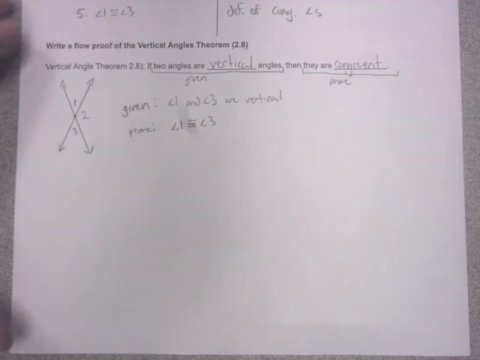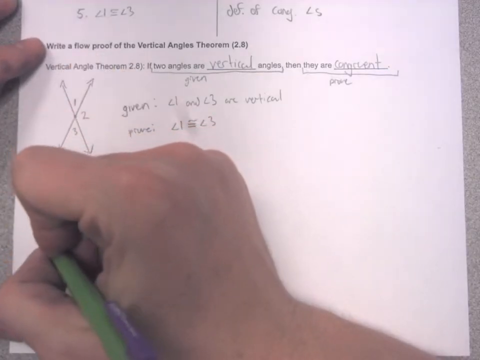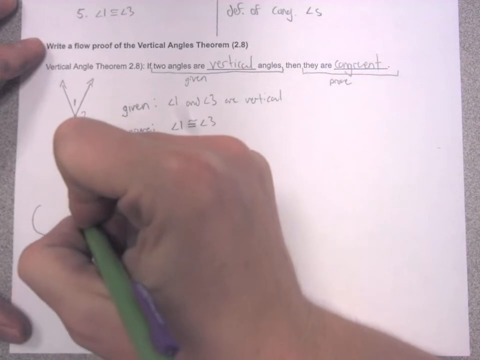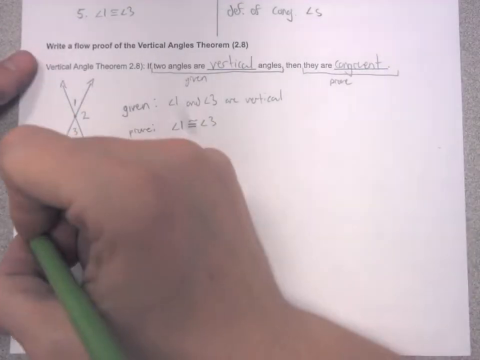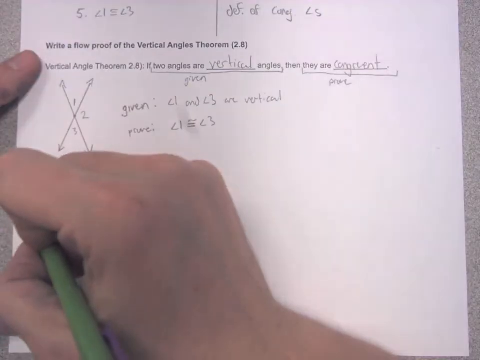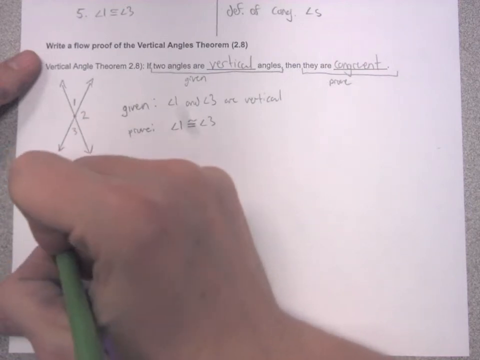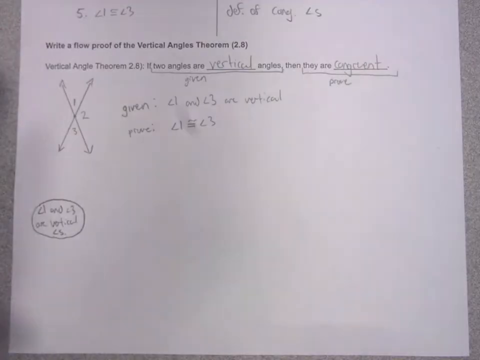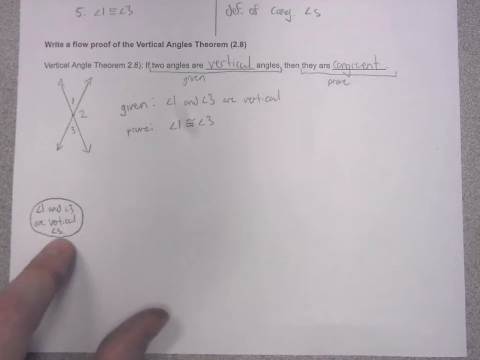Just like normal, we start with the given statement. The difference here is that I'm going to put a bubble around the given information because we're using shapes to make this flow chart. So I'm going to put angle 1 and angle 3 are vertical angles. Sometimes in your book, they abbreviate angles to the angle symbol with an S after it.